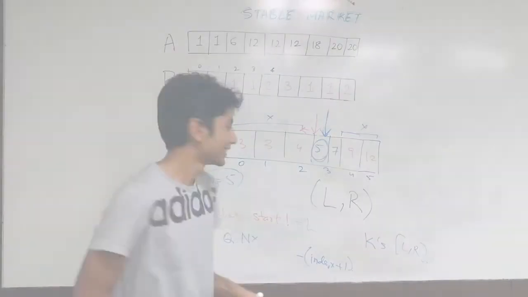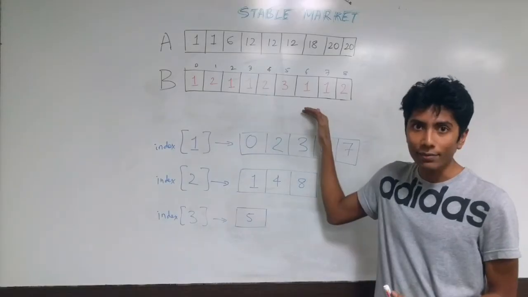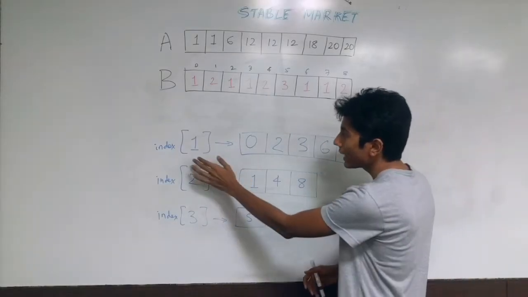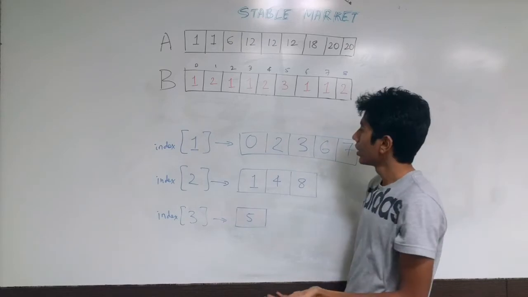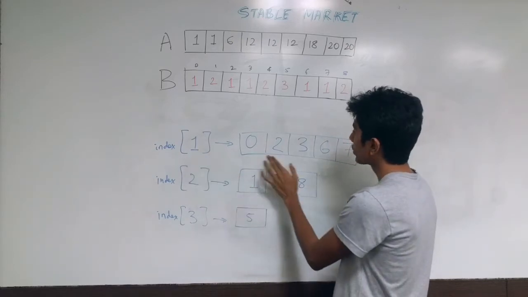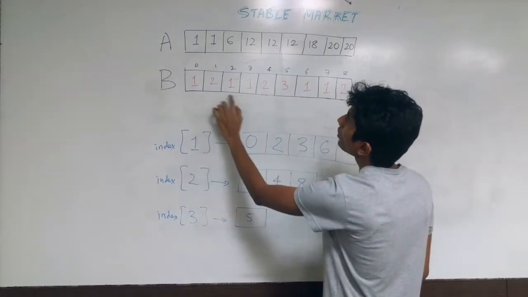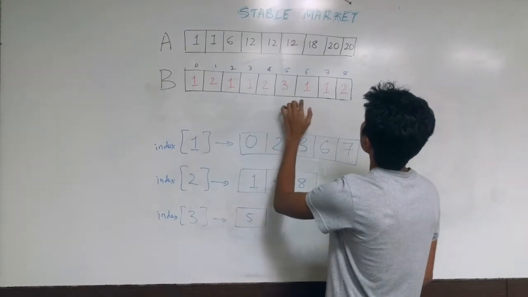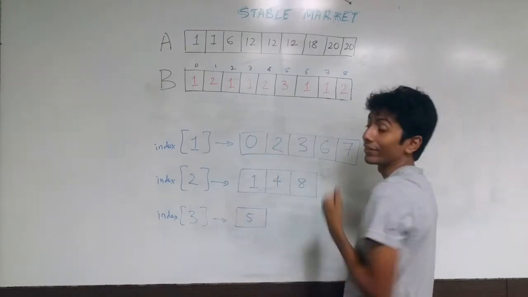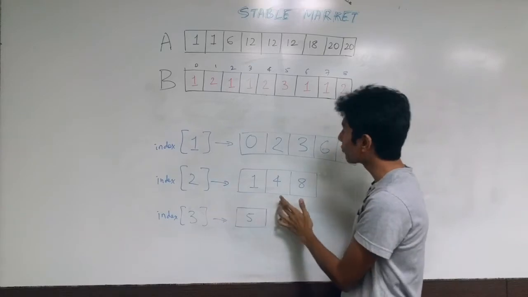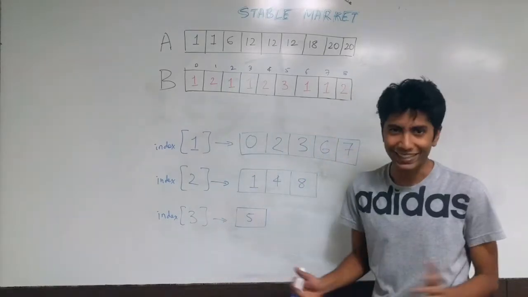So let's do that. What we are now doing is taking each value in the array B and storing the indexes at which it occurs. So 1 occurs at 0, 2, 3, 6, 7. 2 occurs at 1, 4, 8. Yeah, it must be correct.